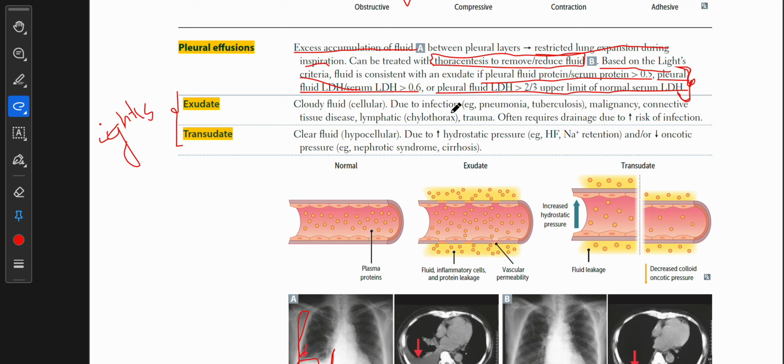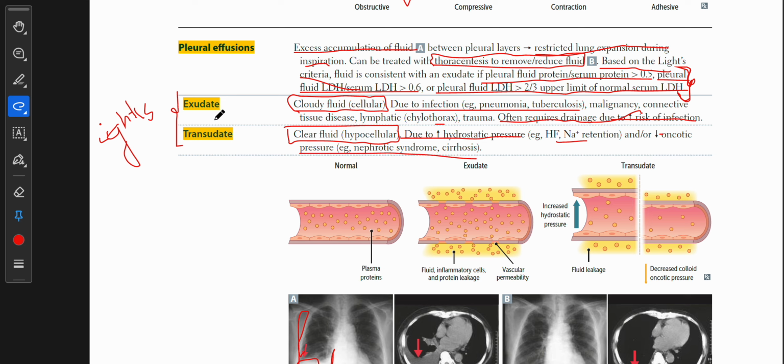So the difference between the features of exudates and transudates is that in exudate there is cloudy fluid, that is cellular, due to increased protein content, and in transudate there is clear fluid, that is hypocellular. And exudate is usually due to infection like pneumonia, tuberculosis, malignancy, connective tissue disease, lymphatic obstruction like chylothorax, and trauma. It often requires drainage due to increased risk of infection. Transudate is due to increase in hydrostatic pressure, as in heart failure, sodium retention, or due to decrease in oncotic pressure, as in nephrotic syndrome or cirrhosis.